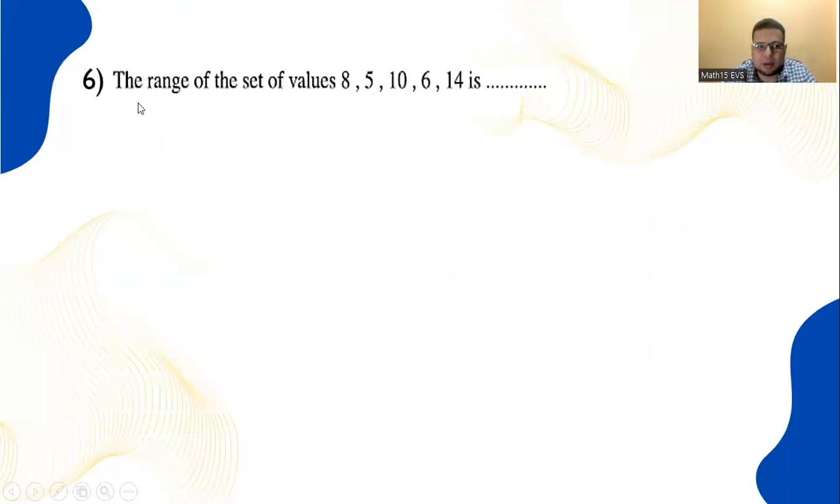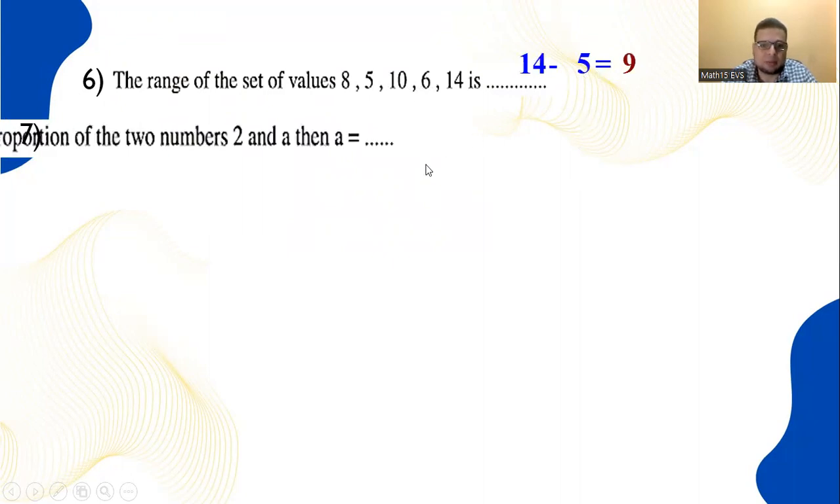Question number 6. The range of the set of values is what? You know the range is the greatest value minus the smallest value, or maximum value minus minimum value. The maximum value here is 14 and the smallest value is 5. So 14 minus 5 equals 9.